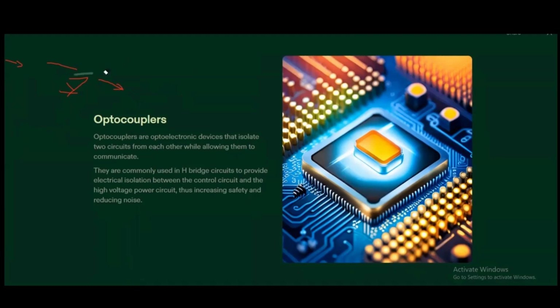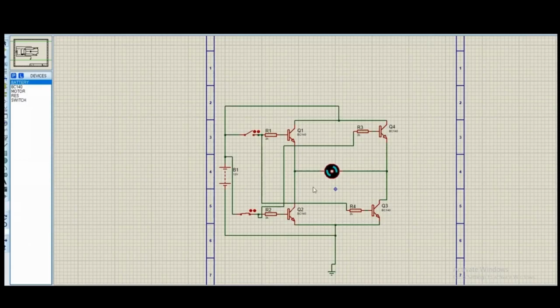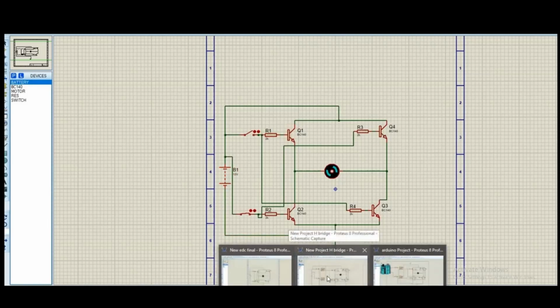Now, what is the use of optocouplers in this circuit? They are commonly used in the H-bridge to provide electrical isolation between the control circuit and the higher voltage power circuit. This increases safety and reduces noise. If we see in the Proteus simulations, here the battery is directly connected with this switch and directly going through these transistors, so it will give us less stability and protection.